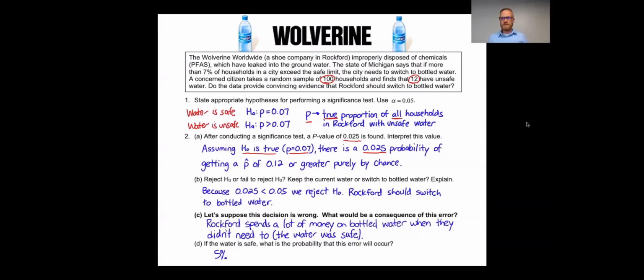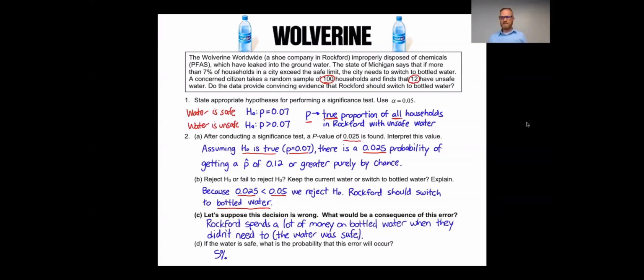Now that interpretation of the p-value is going to help us with 2b here. Do we reject the null or fail to reject the null? Well, because that p-value is less than our significance level alpha, we are going to reject the null hypothesis. And if we reject the null hypothesis in favor of the alternative, we think now that the water is unsafe. And our suggestion is that Rockford should switch to bottled water based on that very low p-value that we have there. So part C says, let's suppose that this decision is wrong. What would be a consequence?